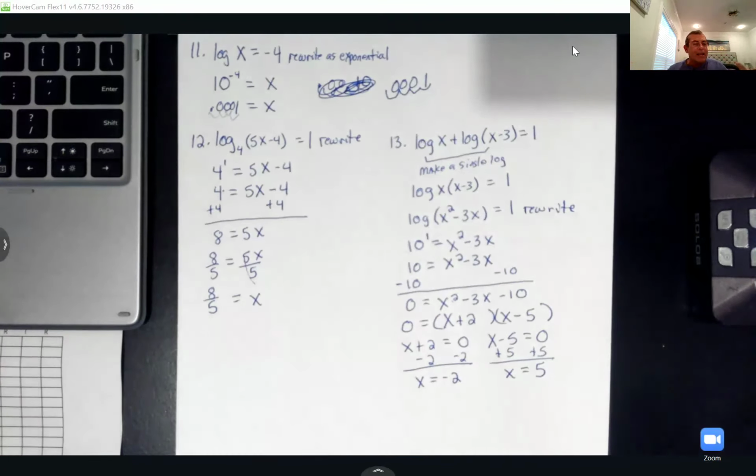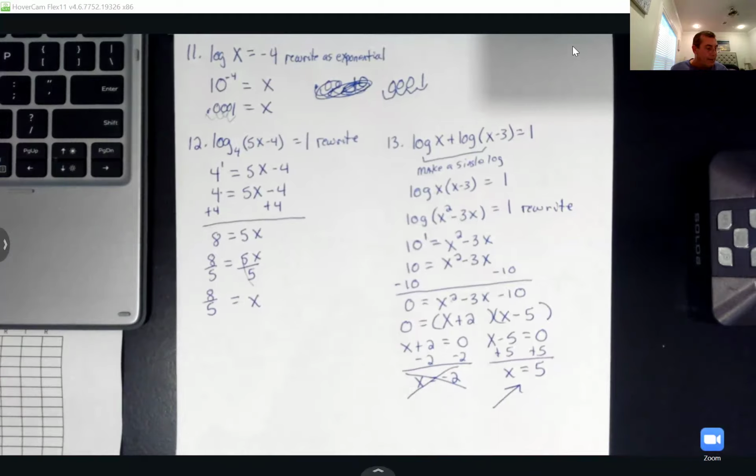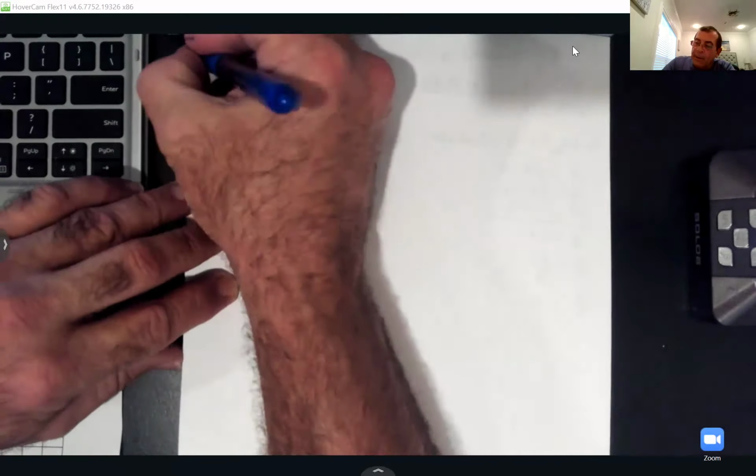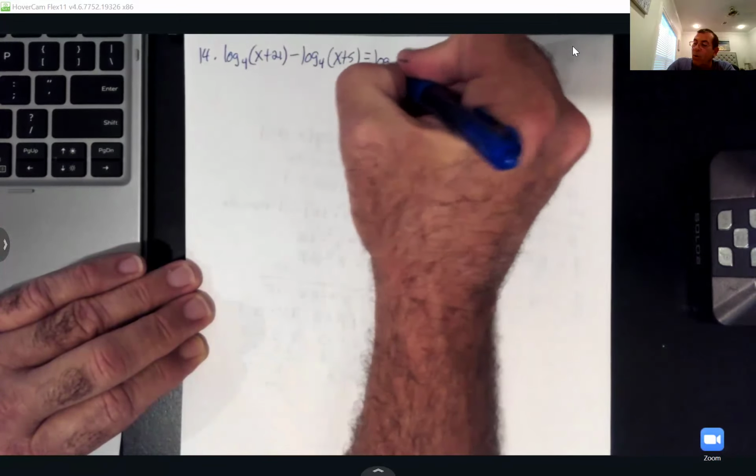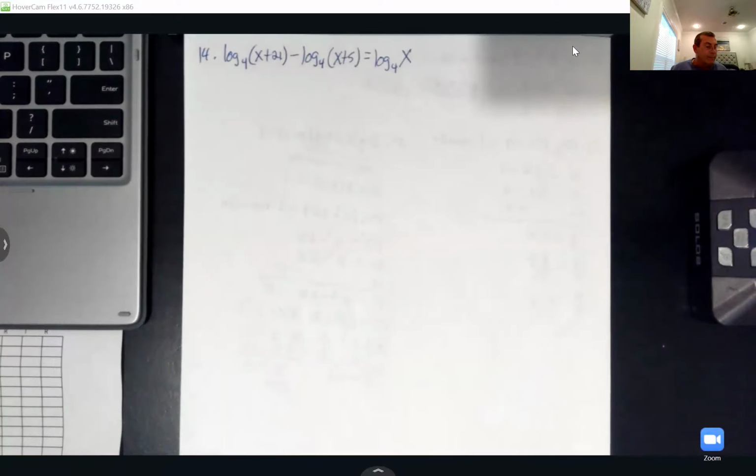All right, let me see what we got. So it looks like we're on 14. All right, y'all. Log base 4 of x plus 21 minus log base 4 of x plus 5 equals log base 4 of x.